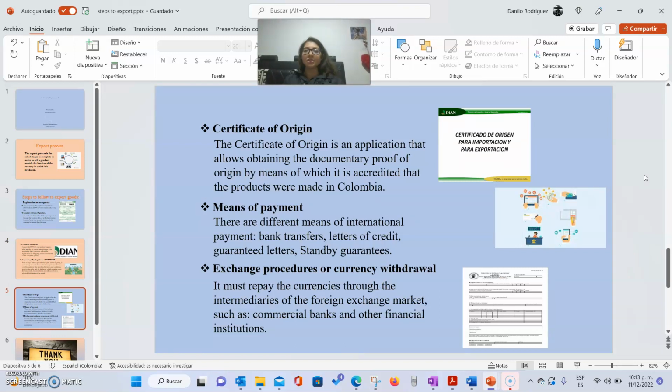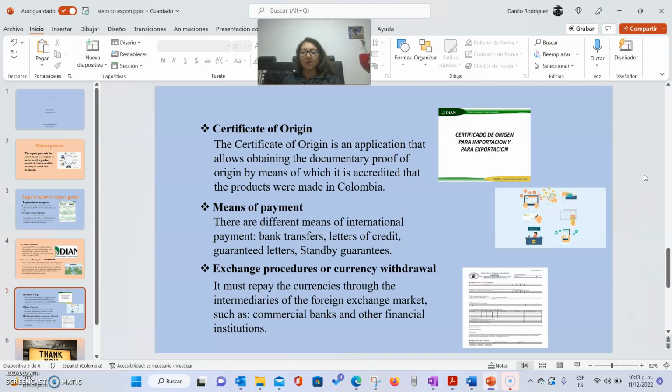Certificate of origin. The certificate of origin is an application that allows obtaining the documentary proof of origin by means of which it is accredited that the products were made in Colombia.